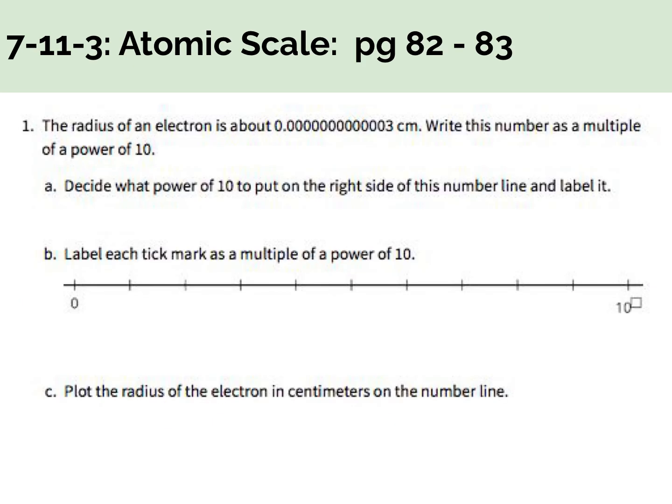All right, let's move on. Let's look at page 82 to 83. We're going to look at number 1. It says the radius of an electron is this huge decimal. Write this as a multiple of a power of 10, okay? We can do it different ways, and then think about it. We're eventually going to put it on the number line too.